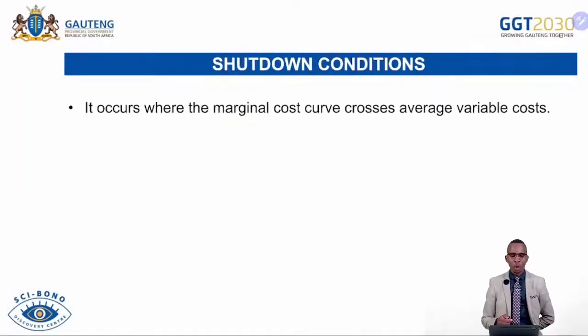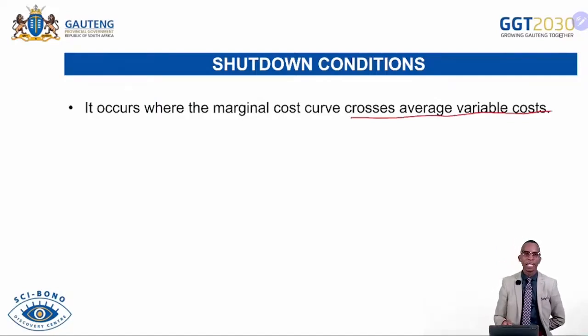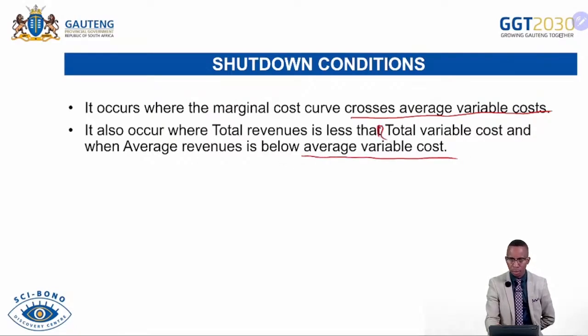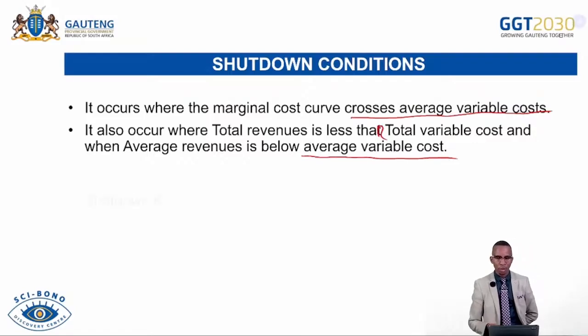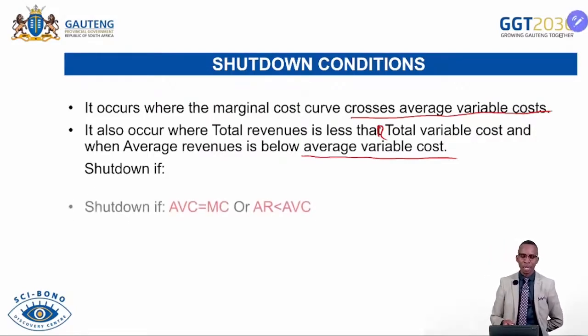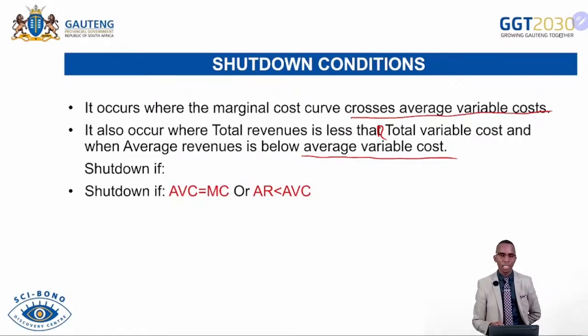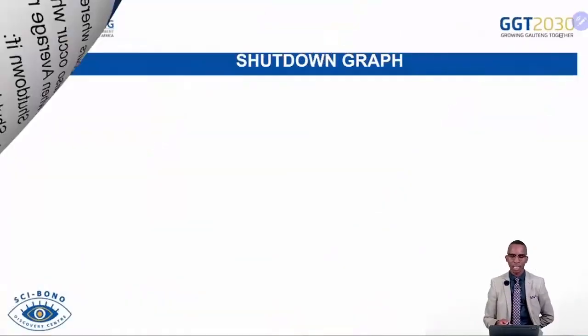And then it occurs where the marginal cost curve crosses average variable cost. That will be indicated in the graph. If MC crosses the AVC, the firm will shut down. It also occurs where total revenue is less than total variable cost, and where average revenue is below average variable cost. And then let's continue to look at the condition. So the firm will always shut down if AVC, or average variable cost, equals marginal cost, or average revenue is less than average variable cost. The firm will exit or leave the market. That is known as a shutdown.